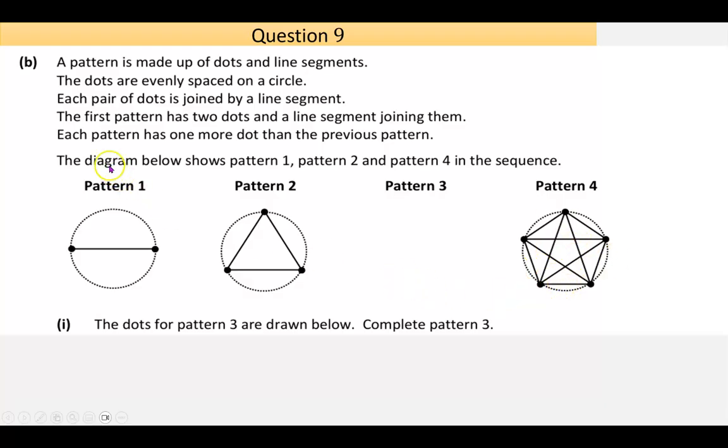Now the dots are evenly spaced on a circle. Each pair of dots is joined by a line segment. The first pattern has 2 dots and a line segment joining them. Each pattern has 1 more dot than the previous pattern. The diagram below shows patterns 1, 2, and 4 in the sequence. We are asked in part 1 to complete pattern 3, where the dots are drawn below. So this wasn't actually, that was already on the exam paper.